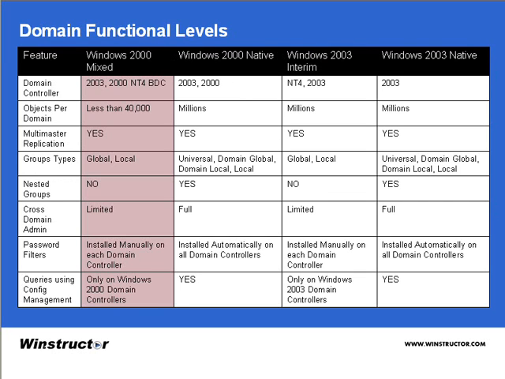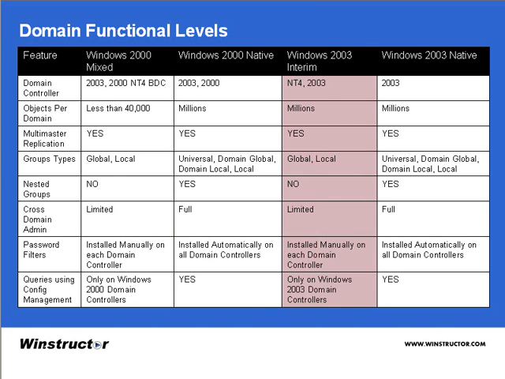Okay, so the first and default domain level is Windows 2000 Mixed. This level enables you to run a Windows 2003 domain controller in conjunction with Windows NT 4, Windows 2000, and other Windows 2003 domain controllers. The Windows 2000 Native domain level enables you to run a Windows 2003 domain controller in conjunction with Windows 2000 and other Windows 2003 domain controllers.